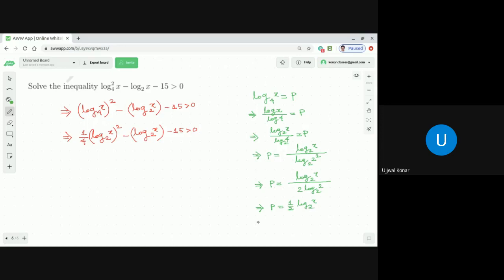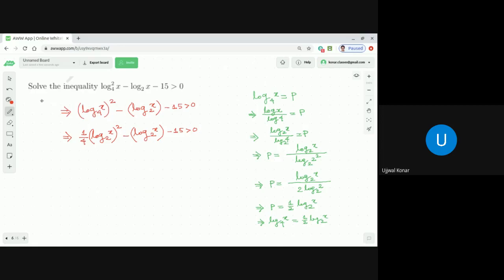And what was p? p was log of x base 4. So log of x base 4 is equal to 1 by 2 log of x base 2. Now all these steps that I wrote in green color, dear students, you need not do if you remember the property of logarithms. Exactly this is what we have got here now.